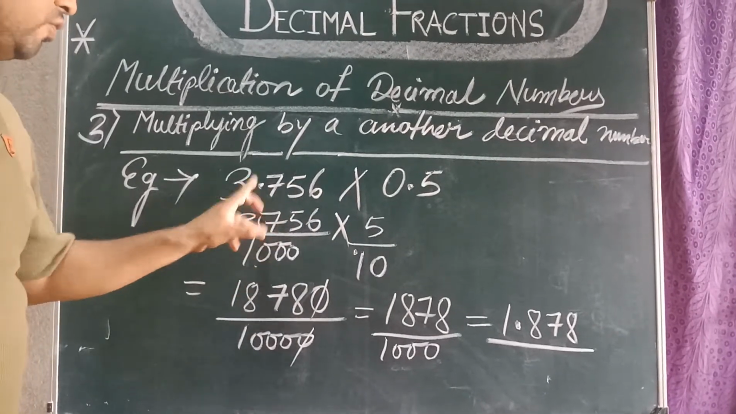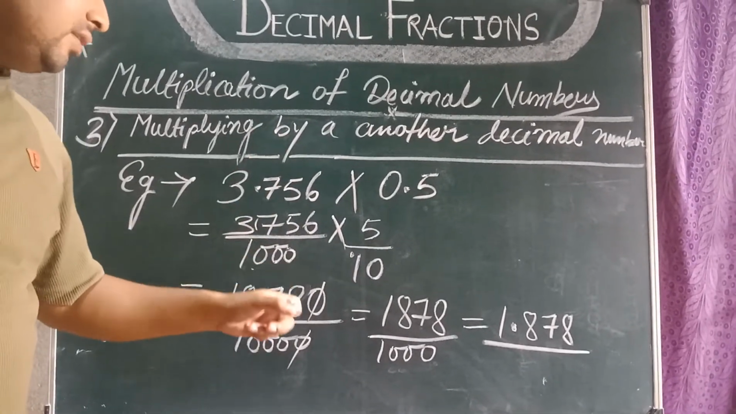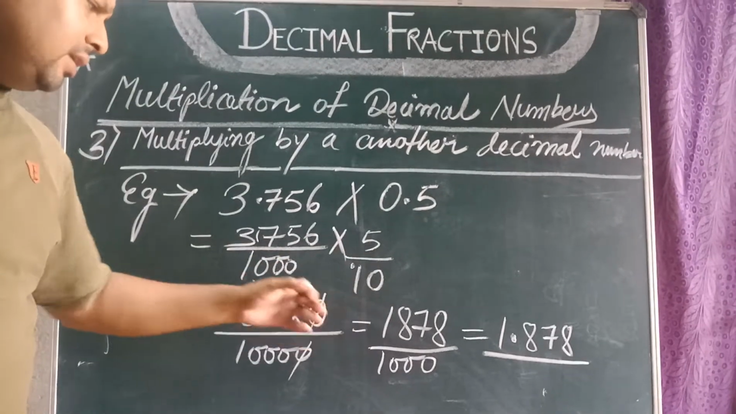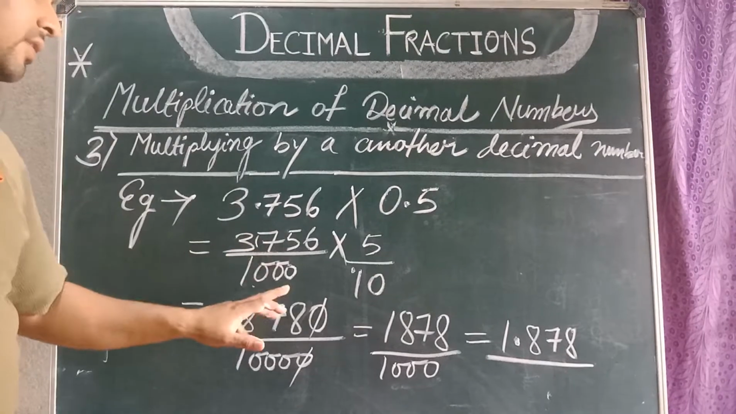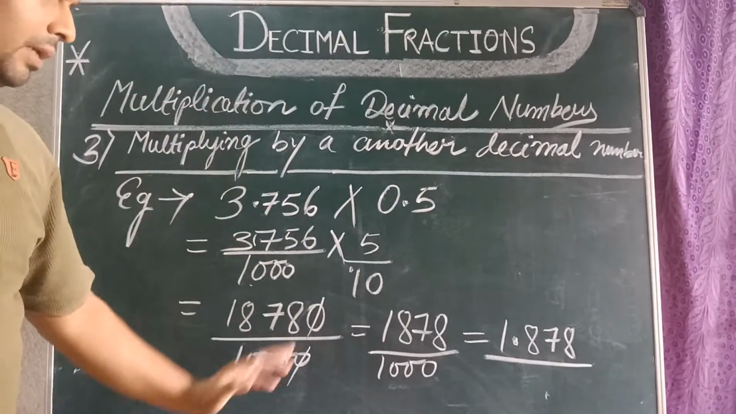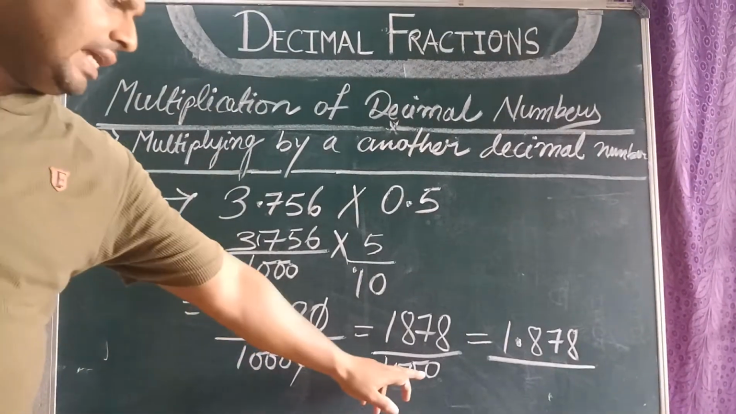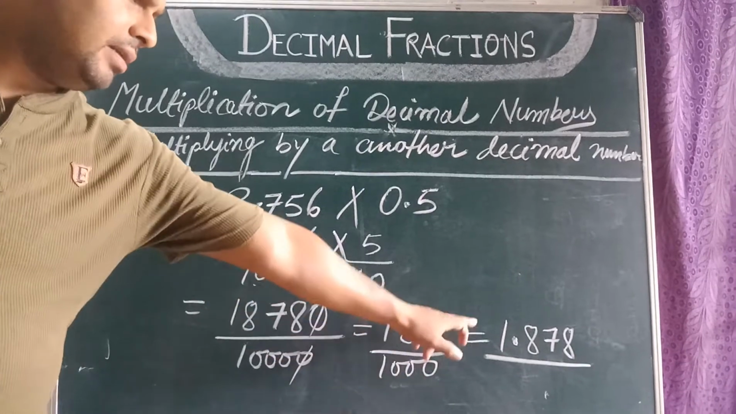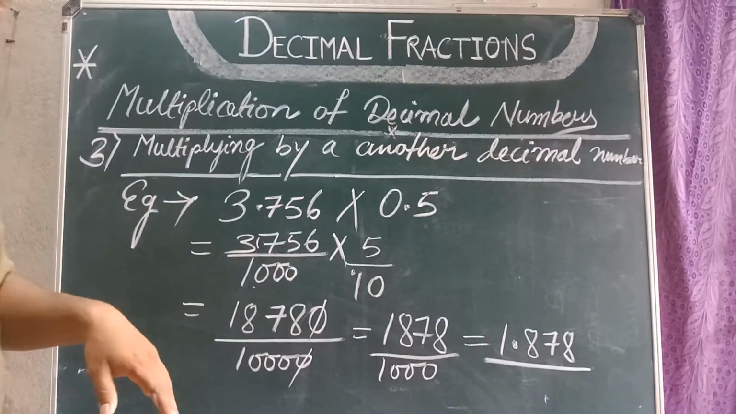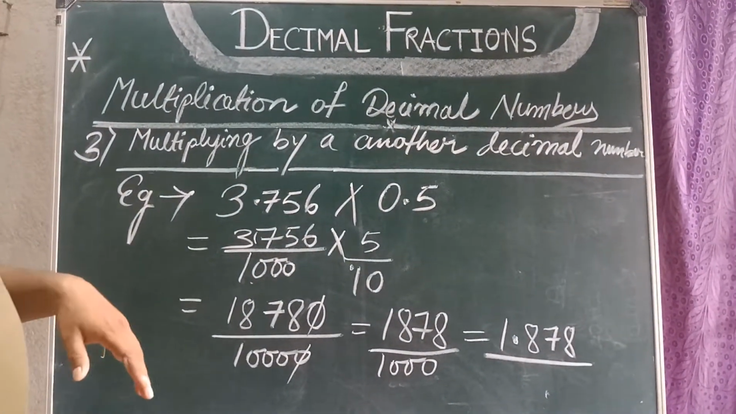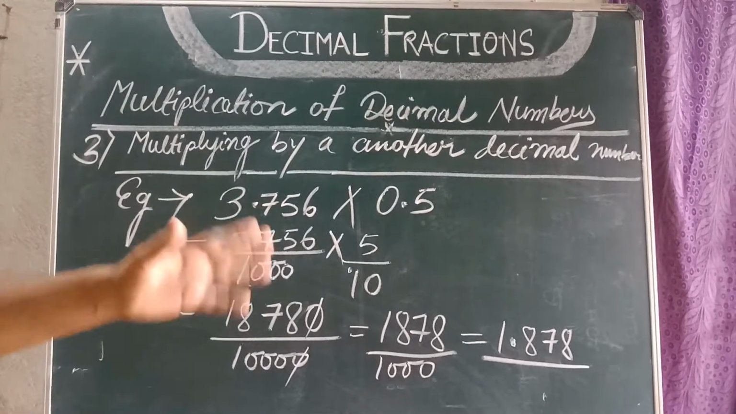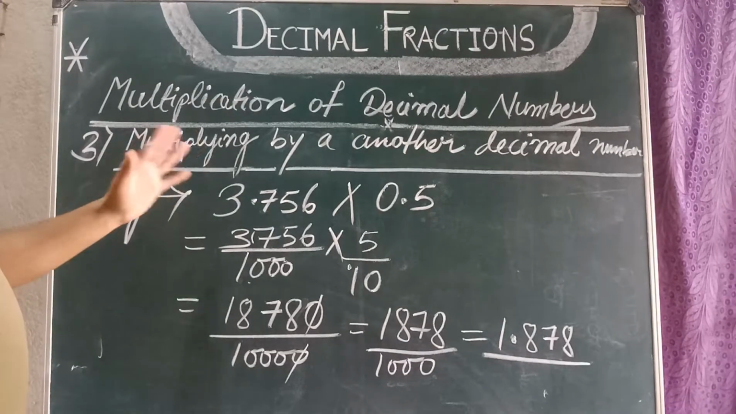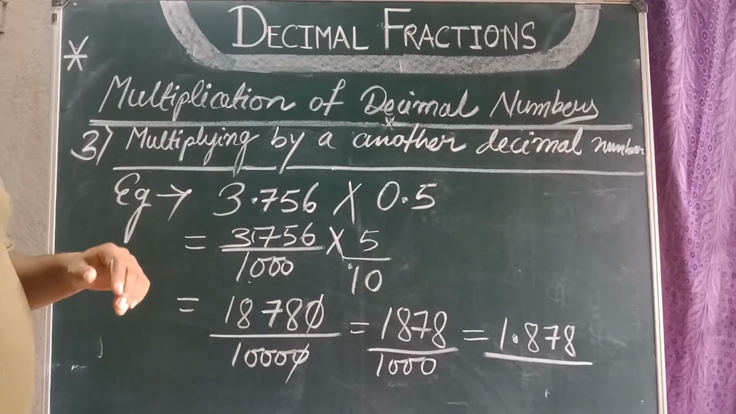So we have removed the decimals and we have placed the zeros, tens or 100 or 1000, in the denominators, and then we have multiplied the numerators together with a simple multiplication rule, and then we have placed the decimal at the end. So I hope it is clear to you students. With the help of this you can start exercise 4C and you can complete that also. Now we'll go for the division of decimal numbers.